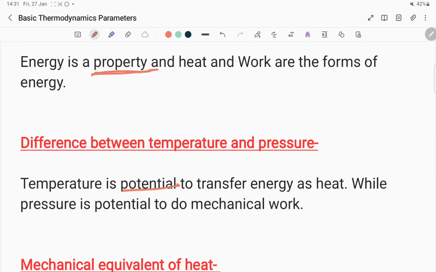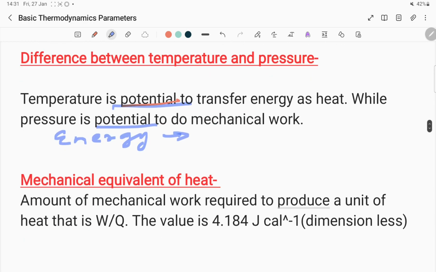So the main thing is, energy is a property, while temperature and pressure are potentials. So energy is a property and temperature and pressure are potentials.